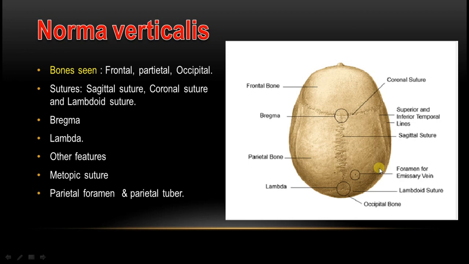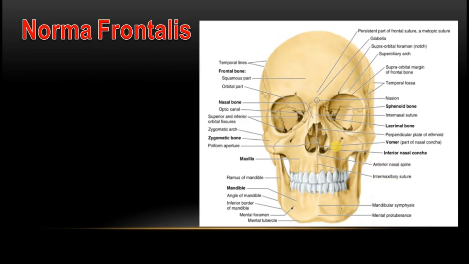Then what is the vertex of the skull? The highest point of the skull is called the vertex of the skull. It is present 2 to 3 centimeters behind the bregma. Vertex of the skull is the highest point of the skull. So those are some of the salient features which you come across in the Norma Verticalis.